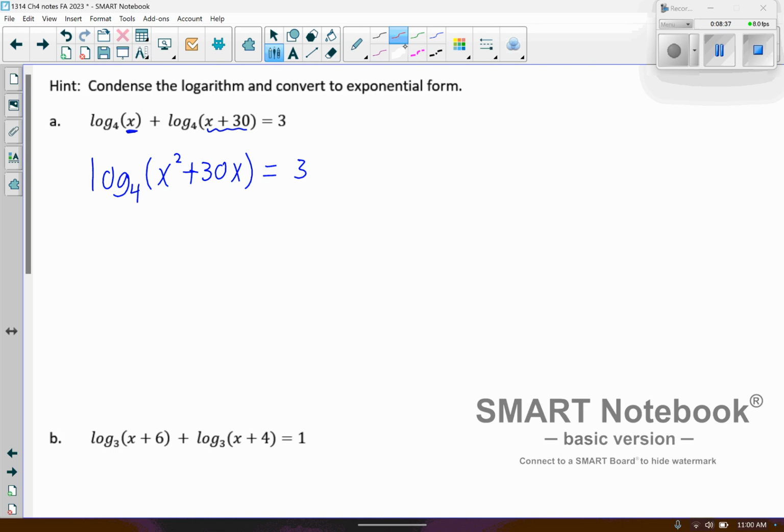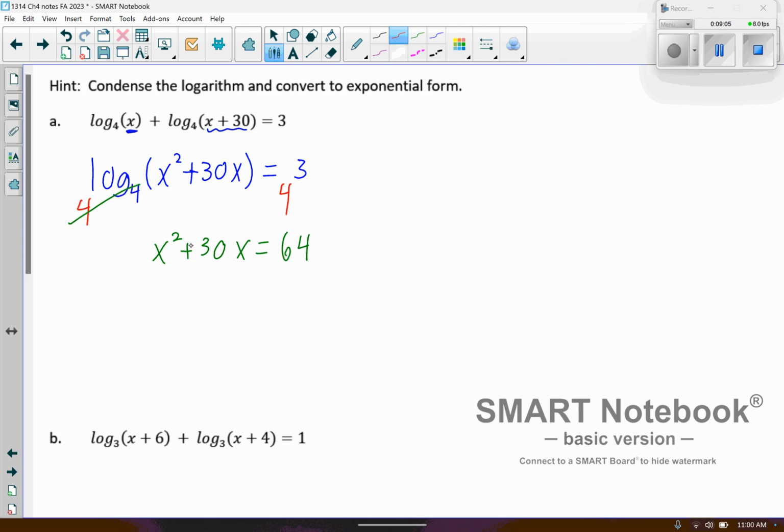And then we're doing the same thing we did earlier. I'm going to insert a base of 4 on both sides. And I chose 4 because that's the base of my log, so that I can go ahead and reduce the left side down to just x squared plus 30x equals. And then 4 to the power of 3 is 64. Okay, well, this is weird. I haven't seen this in a while, but this is a quadratic equation.